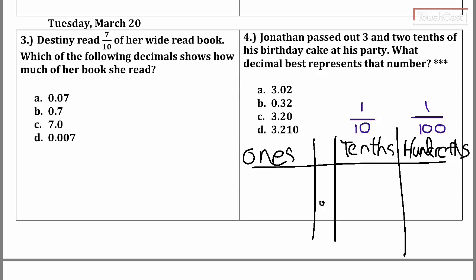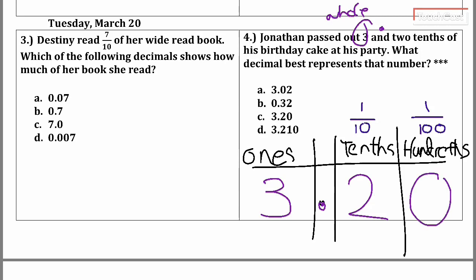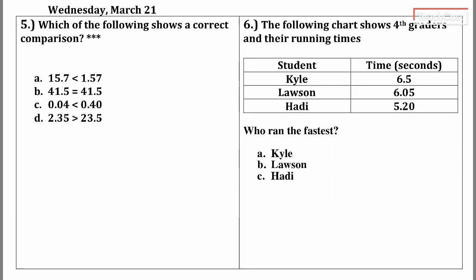Okay, so Jonathan passed out 3 2/10 of his birthday cake at his party. So we know "and" is our decimal sign, and we know 3 is his whole number, how many whole cakes he passed out. So I'm going to put 3 in the ones place. That's my whole number. My decimal point is good. And 2/10. So should I place my 2 in the tenths place or the hundredths? Well, they said it, 2/10. Now the hundredths place, we have nothing. We can fill it in with a 0. So let's find which answer choice best matches 3.20. Well, it's not this one. It's not this one. There it is.